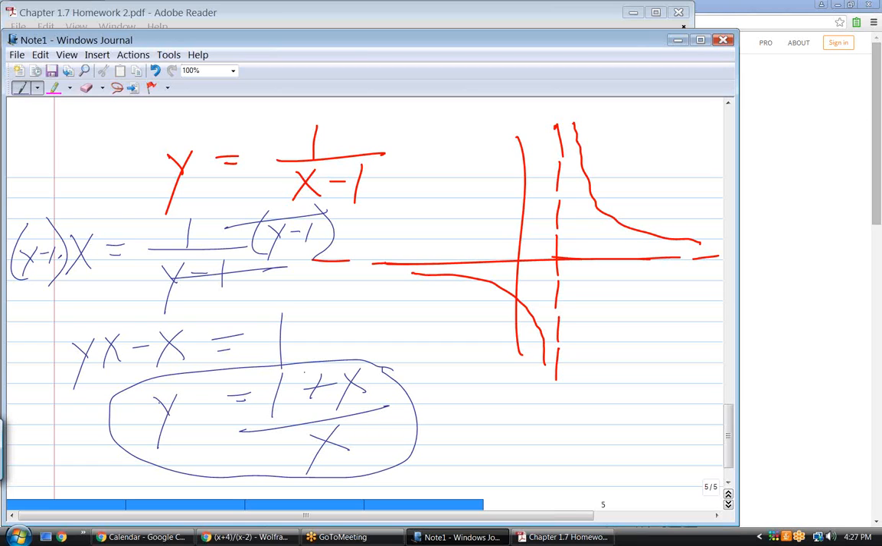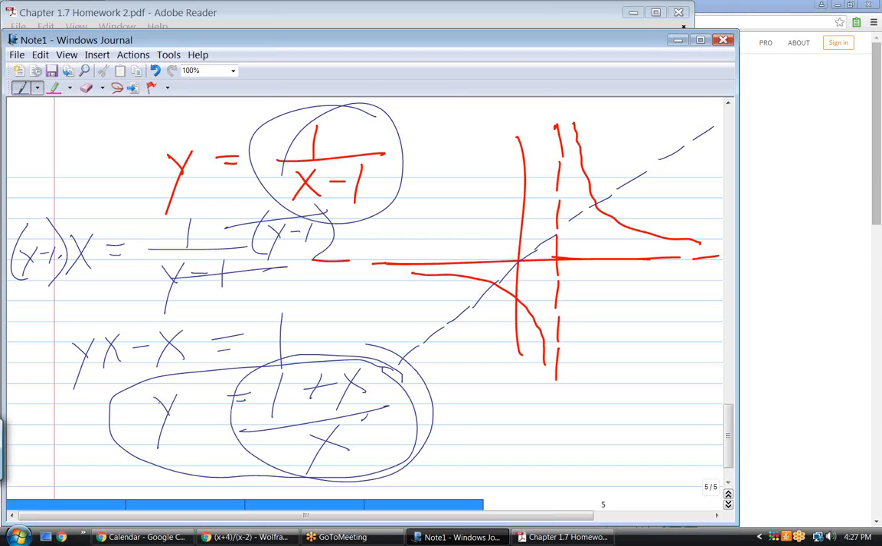But the one thing we know is that since this is an inverse to this, then its graph has to be a reflection about this line right here. So if I reflect the original solid red graph over that blue line, I end up with my inverse function, which is this one. Now that inverse function is actually 1 over x plus 1.